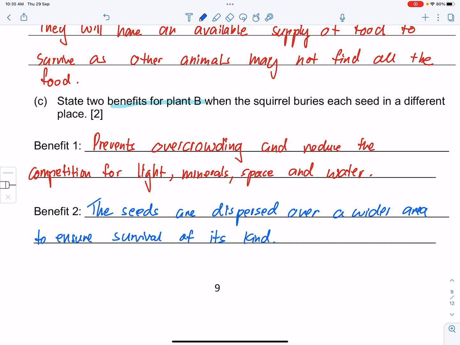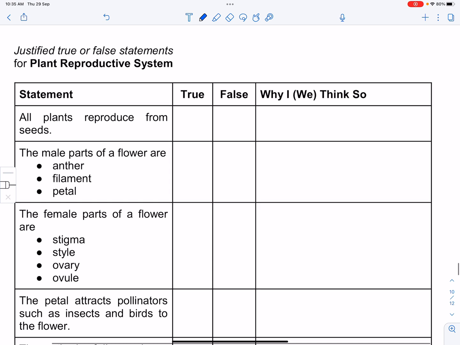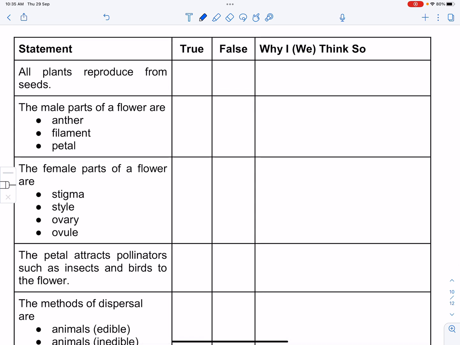Now, next, justify true or false. All plants reproduce from seeds. This is obviously false. There are some non-flowering plants, for example ferns, that reproduce from spores.